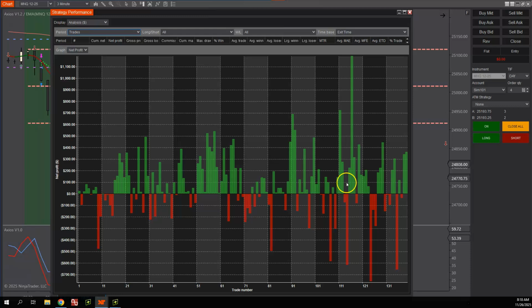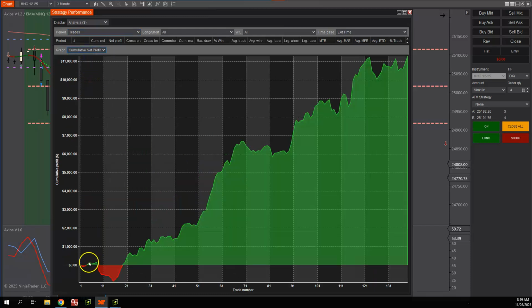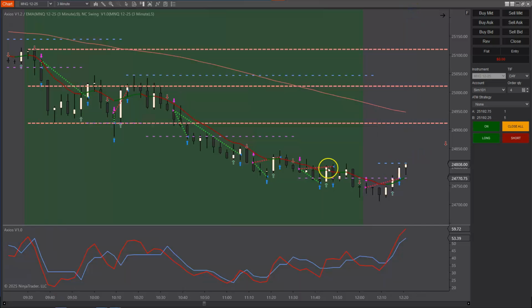Let's also just look at the trades. Our volatility started getting really big over the last 6-7 trading days, so I'm not surprised by these bigger wins and bigger losses. There's a little bit more mellow back here. But if we look at the cumulative net profit over the trades, we can see a really nice equity curve there.